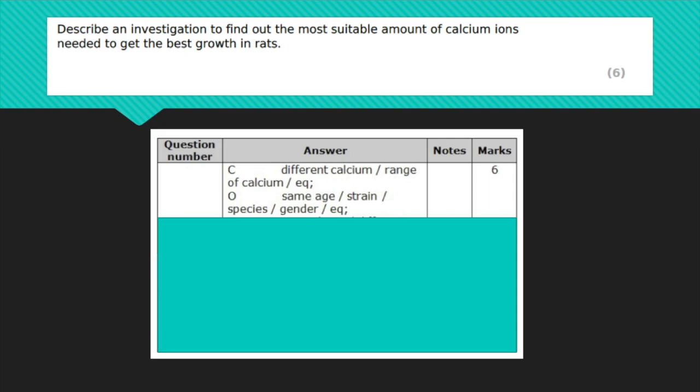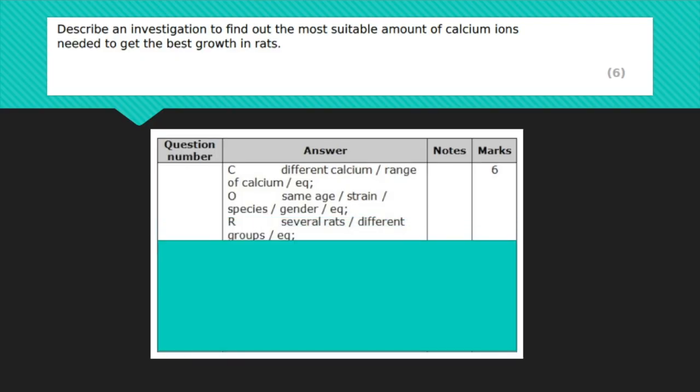The R mark is super easy. You just got to say that you're going to repeat it, and here you're going to say, oh, I'm going to repeat it with several different rats, or I'm going to repeat it with several different groups, something like that. So not just the word repeat. Sometimes that won't get you the mark. You just got to say a little bit more. In what way is it repeated?